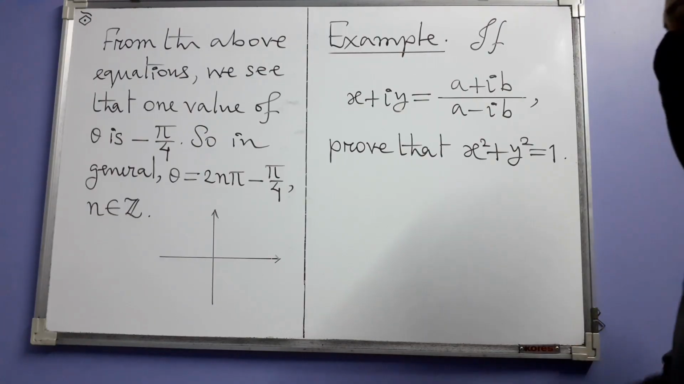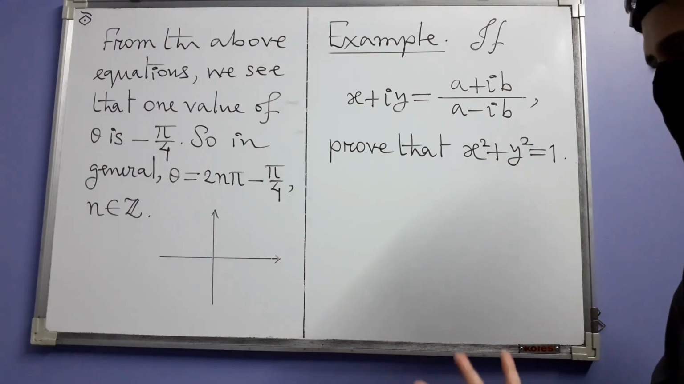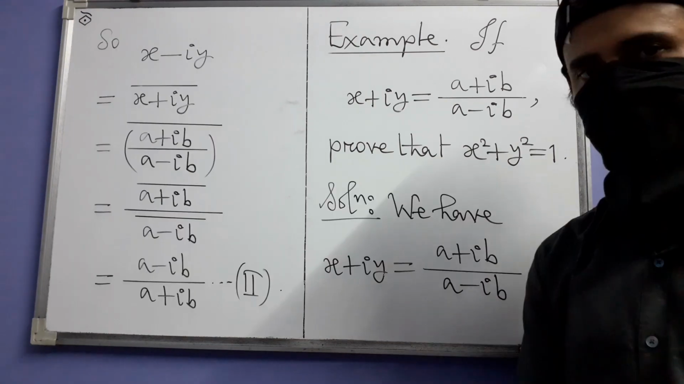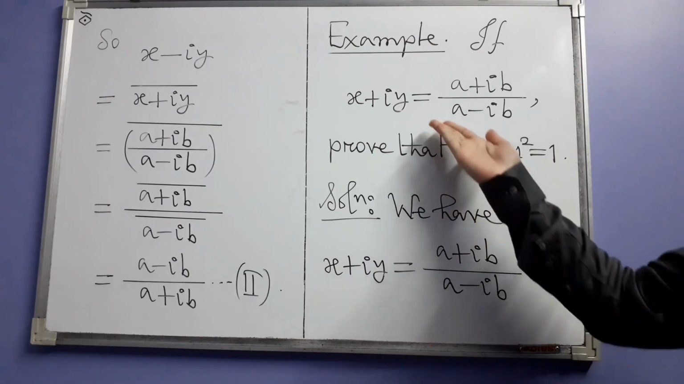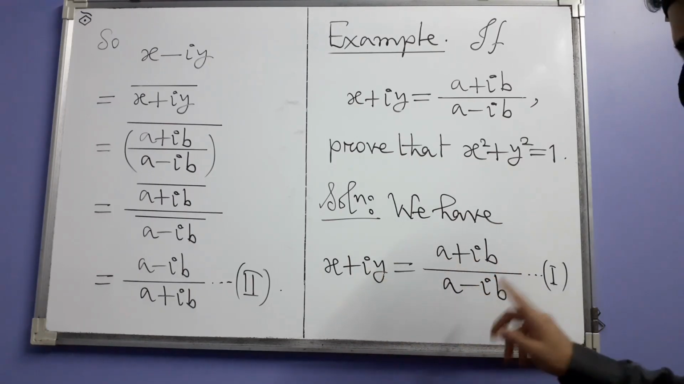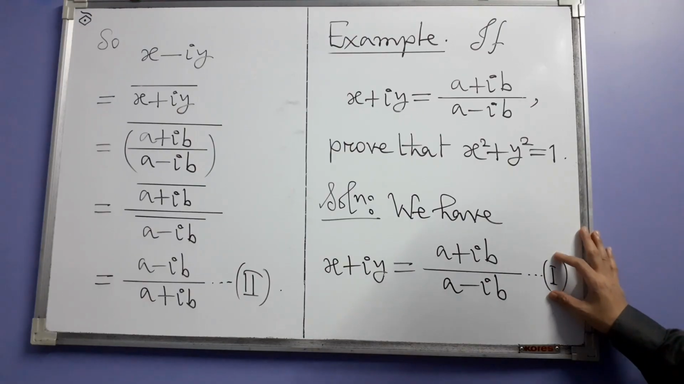But we don't have to go through such calculations. Let's see how it can be solved in a much simpler way. So we start the solution, of course, with what is given, x plus iy equals a plus ib divided by a minus ib. And let us name this equation 1.